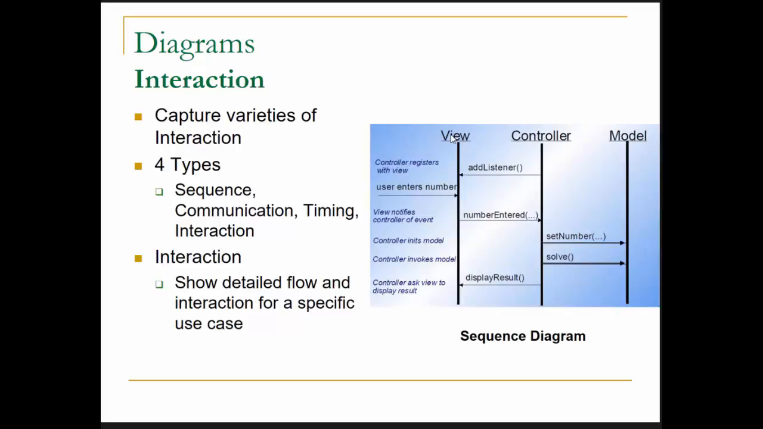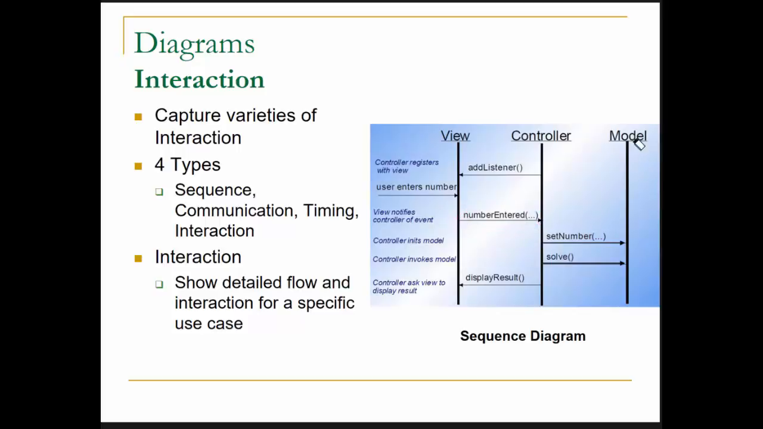How do we read this? Let's say we have a controller object, a model object, a view object. The controller, in this case, invokes the add listener method of the view object. The user asynchronously enters a number, and subsequent to that, the view notifies the controller that an event has occurred. The user has done something. So the view invokes the number entered method of the controller. Here we began with the controller invoking a method on the view. The user did something, and here the view invokes a method on the controller.